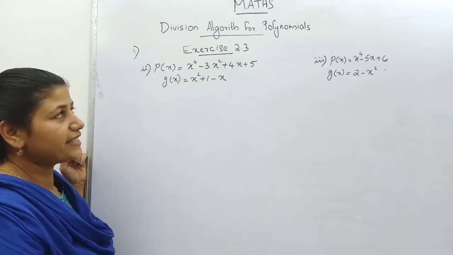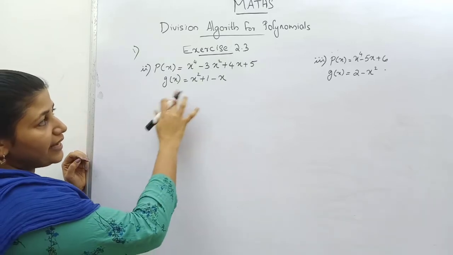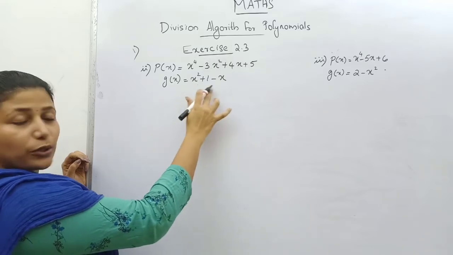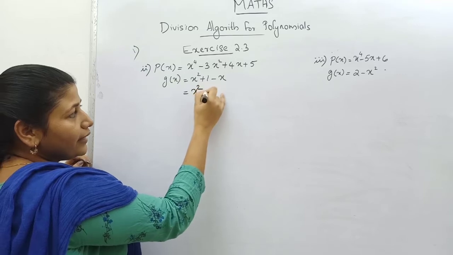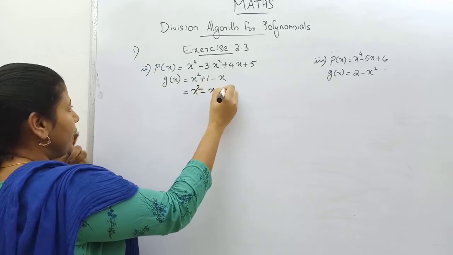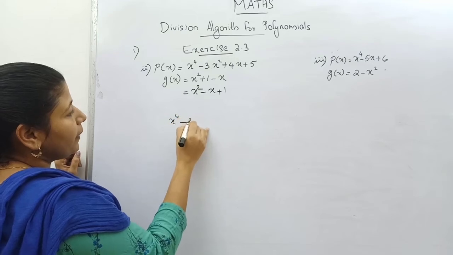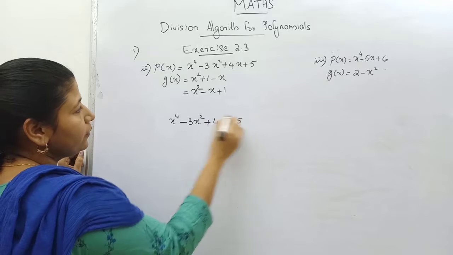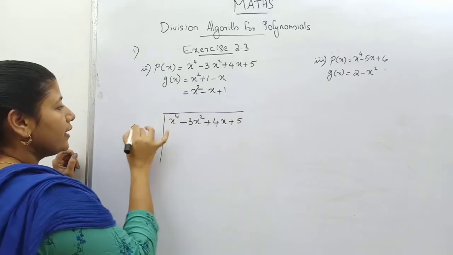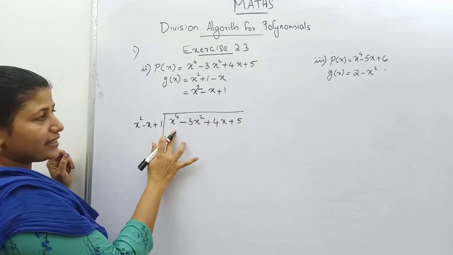Okay. Two more questions are there. In the first question, p of x is given, and g of x is x square plus 1 minus x. This is not in the standard form, so we can write this as x square minus x plus 1. Okay, we can divide x raised to 4 minus 3x square plus 4x plus 5 divided by x square minus x plus 1. We need here x raised to 4.